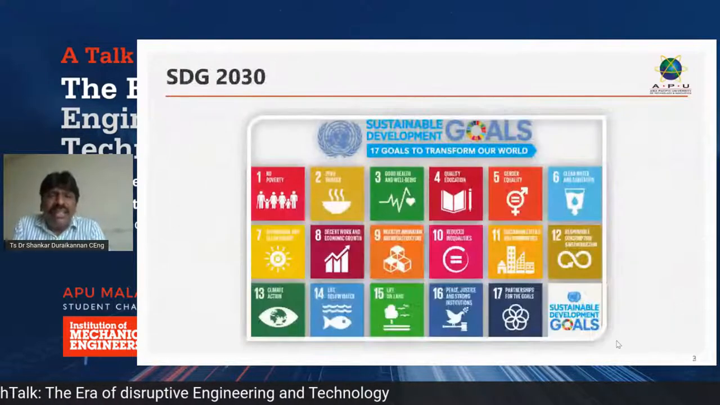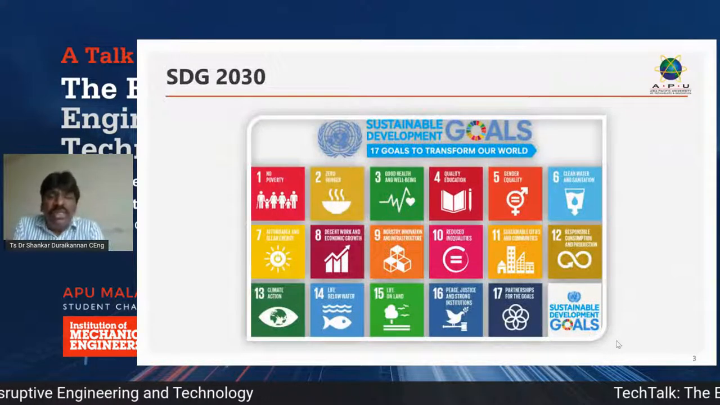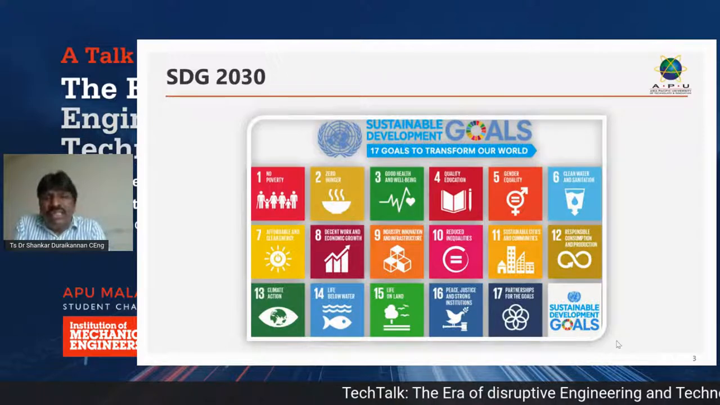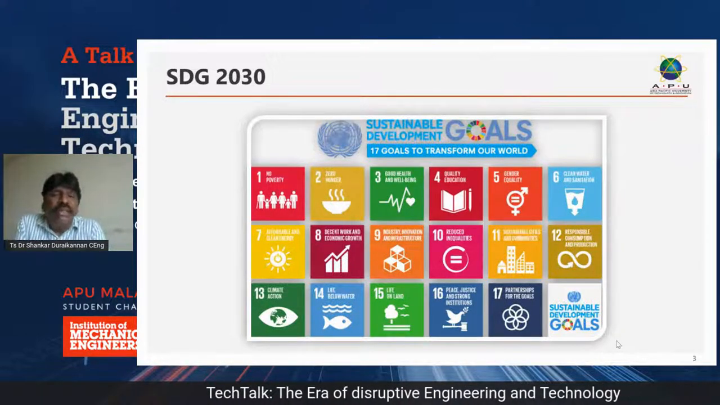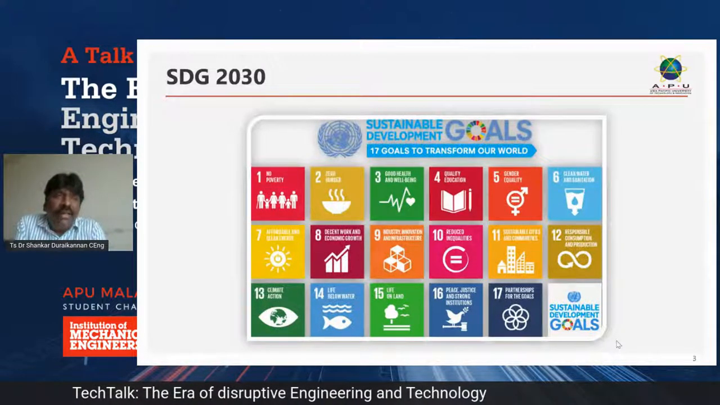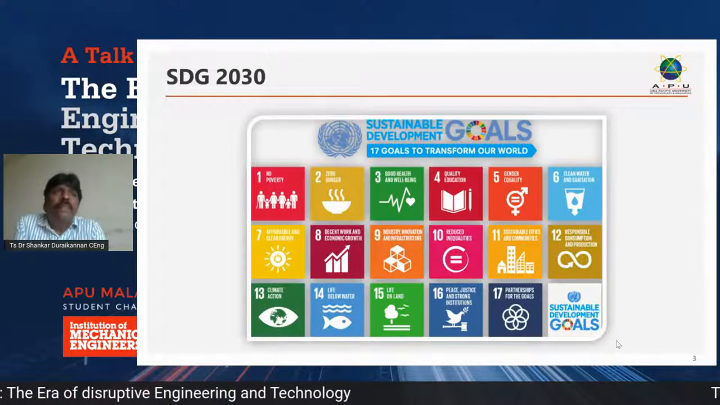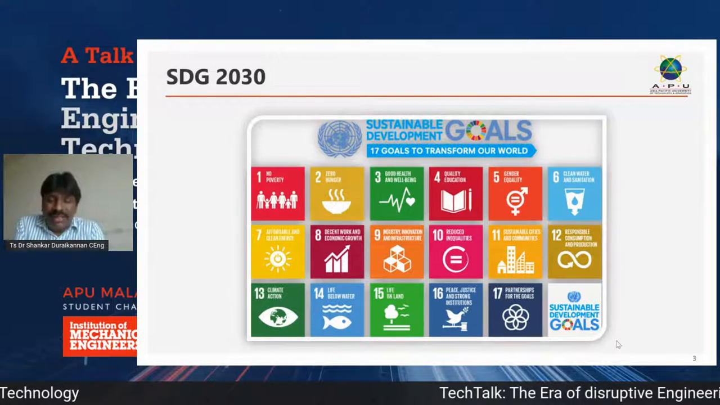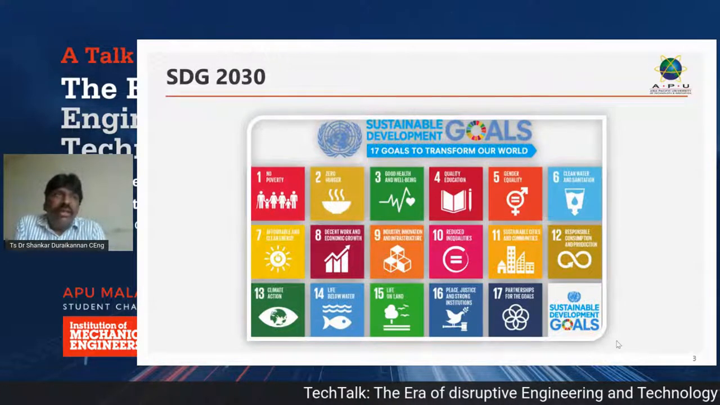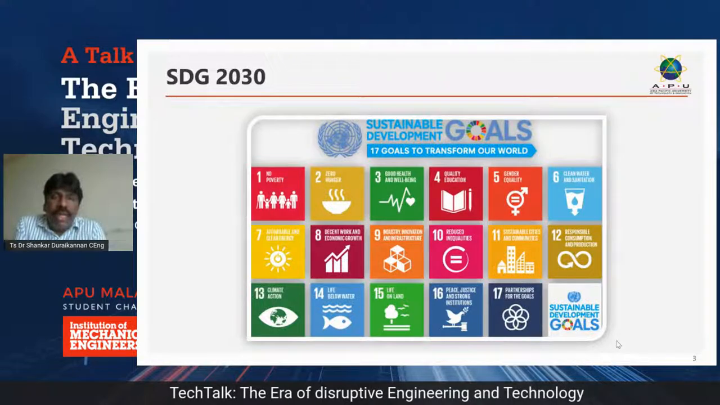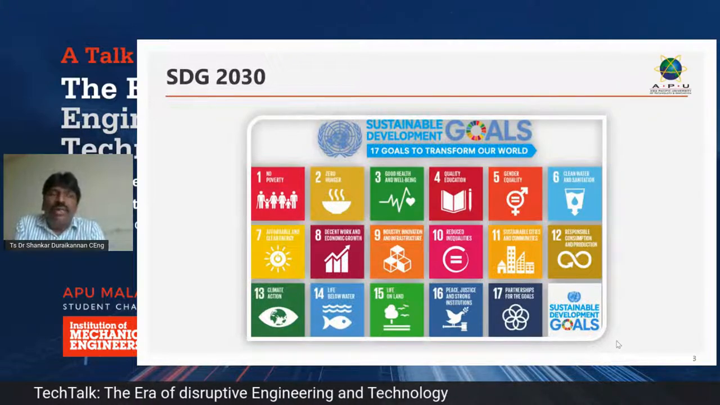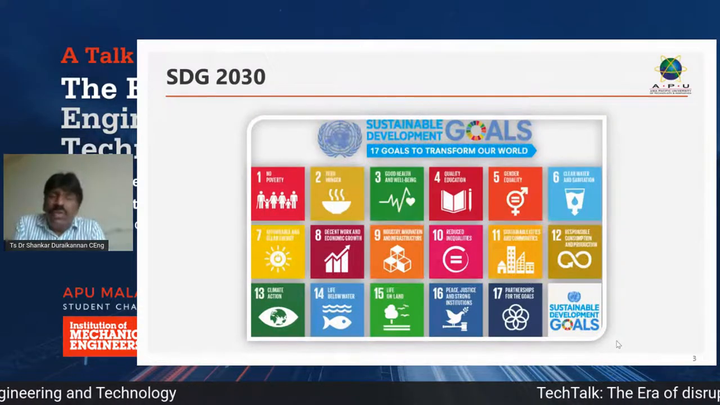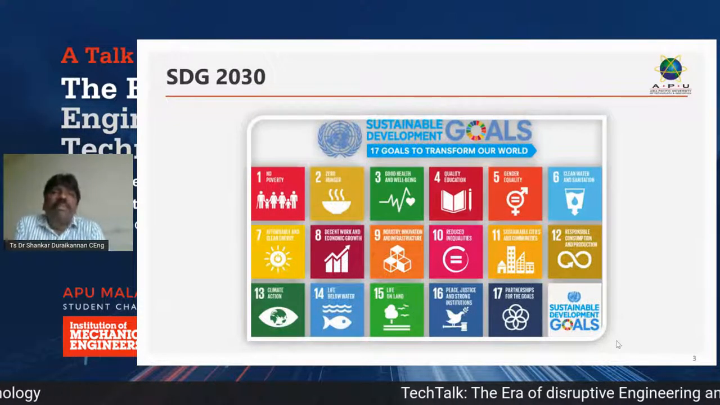And again, this Great Reset thinking is not a new initiative. It is an initiative towards the attainment of Sustainable Development Goals 2030, which was formulated by United Nations in 2014. So, as I said, whatever technology, engineering we talk today is fueled by or is towards the attainment of the Sustainable Development Goals, which were formulated in 2014.